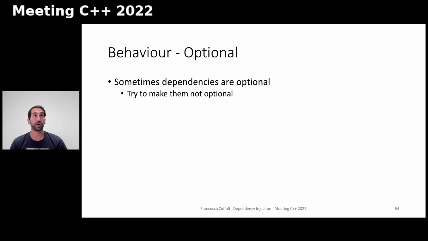Sometimes behaviors are optional, so you want to make your dependency optional. When possible, I would suggest trying to make them not optional. If you can provide a no-op or a default behavior for your dependency, it helps to not have this optionality. The reason is that you avoid branches in the implementation, and it's just more streamlined. People don't have to guess: is this needed, is it not needed, what happens when it's needed? You just pass the default or the no-op implementation, and it's just more linear in the implementation.